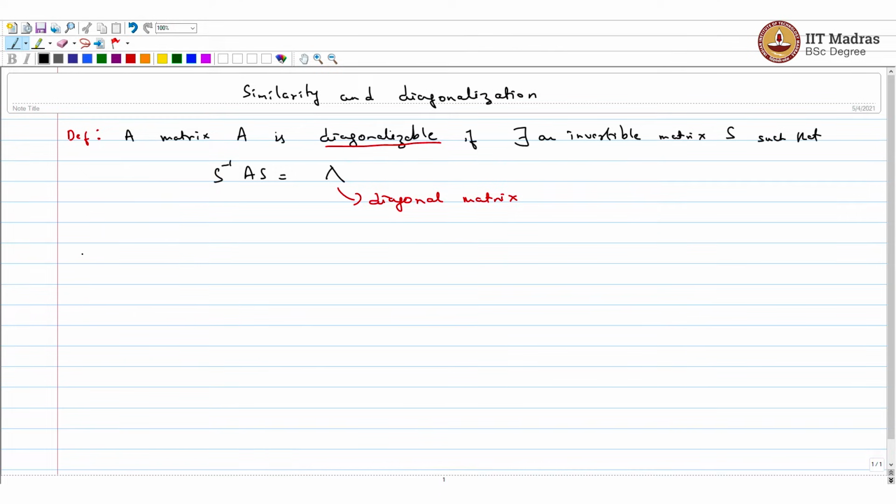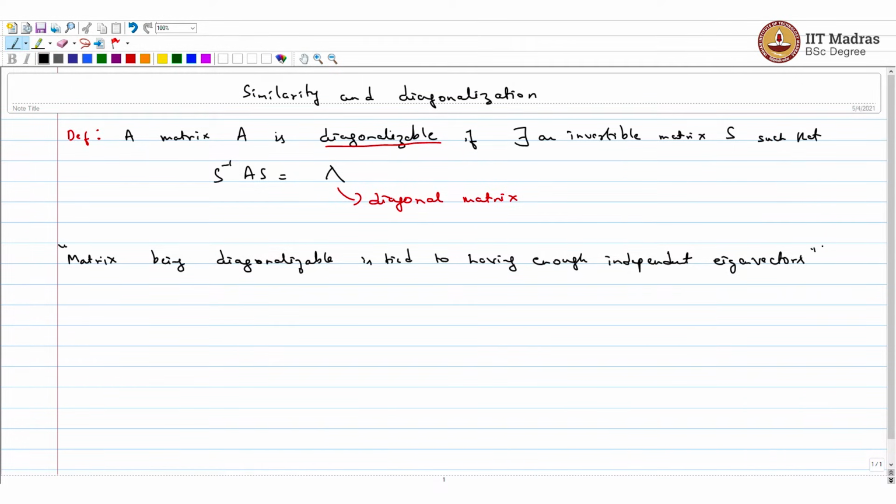Now, let us dig further into this. When is a matrix diagonalizable? A matrix being diagonalizable is really tied to having enough independent eigenvectors. So, let us understand this. What do I mean by this statement? I will make this claim precise.